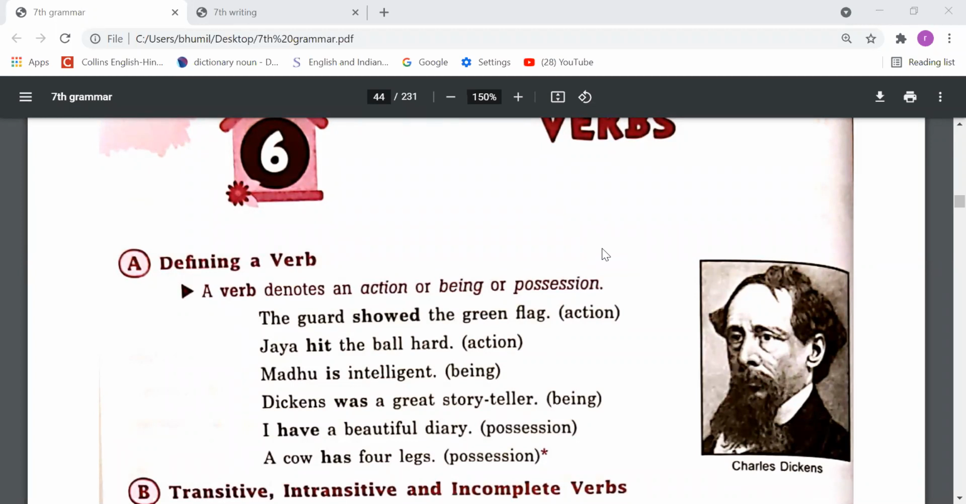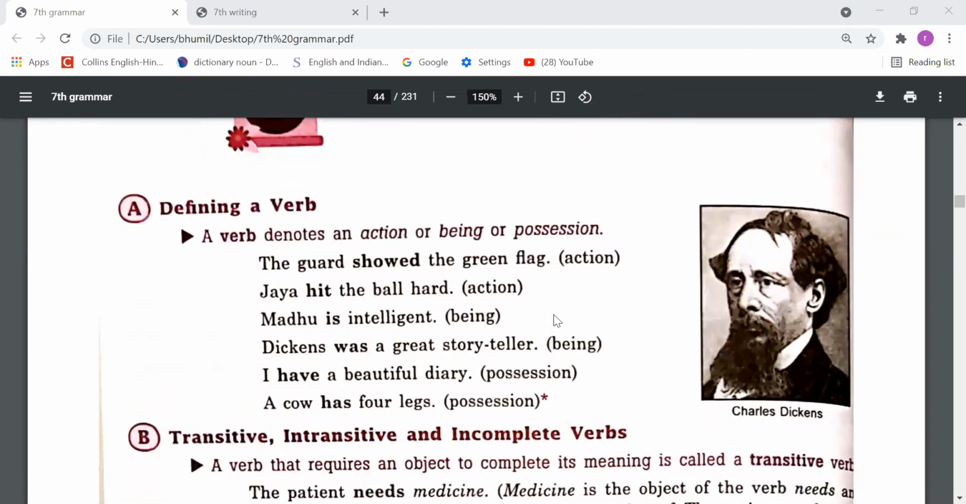Okay. So three things you need to remember: action, being, and possession. By which words do we get this type of sense? Those words are called verbs. Action, being, and possession. Possession means have. Okay. Ownership we get.